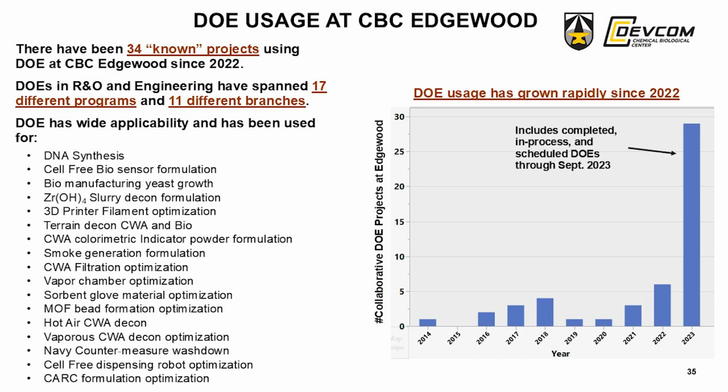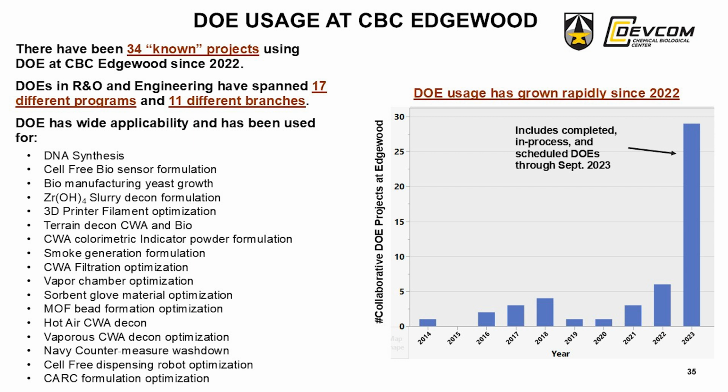This shows 34 known DOE projects at the Chemical Biological Center that I've worked on and collaborated on with the SMEs. We've done DNA synthesis, we've done the cell-free bio, we've done 3D printer filament optimization, we've done decontamination chambers, we've done things for the Navy with their countermeasure washdown. We've done robot optimization for a dispensing robot, and smoke grenade generation. It's very interesting for me because it's a lot of different backyards. I've learned a lot from these SMEs. I'm just the DOE person, the statistics person.